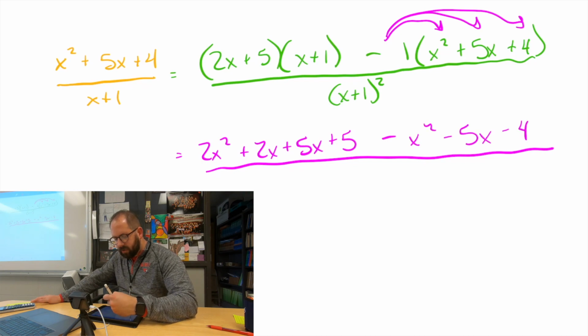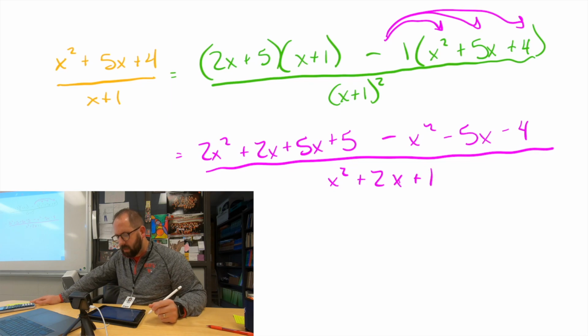And this is all over. I'll actually FOIL out the bottom. The bottom is x squared plus 2x plus 2x plus 1. Oh, I found the spot where I can't write anymore. It's so weird why it chooses a spot.